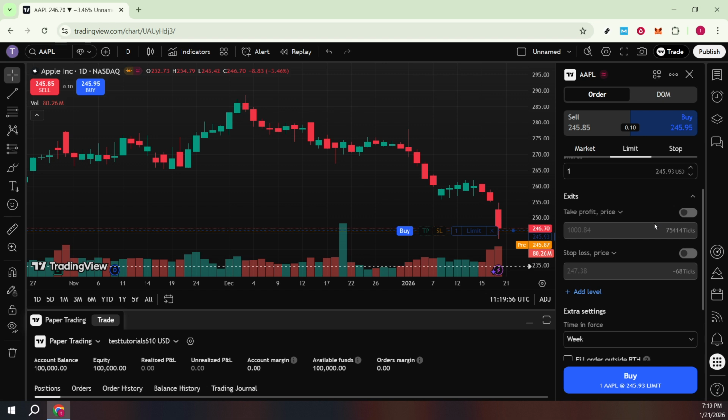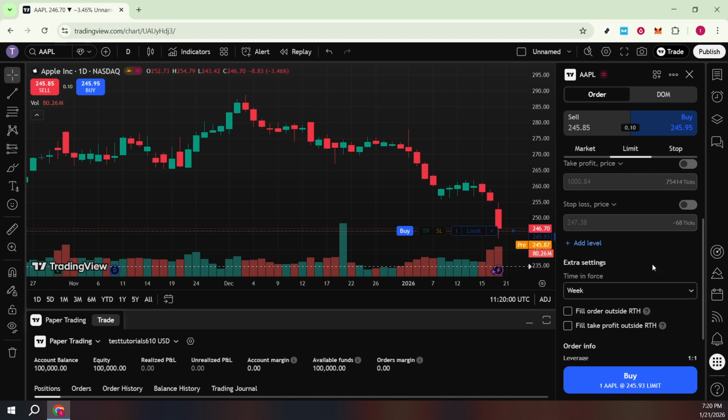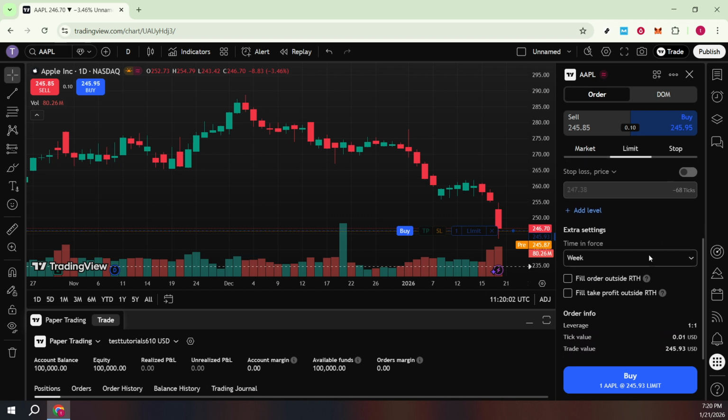Review the ticket details for accuracy, then click Buy to place the order, following the example shown. You'll see a confirmation and visual markers on the chart for your entry, take profit, and stop loss. That's it. Your trade is live and managed by your defined levels.